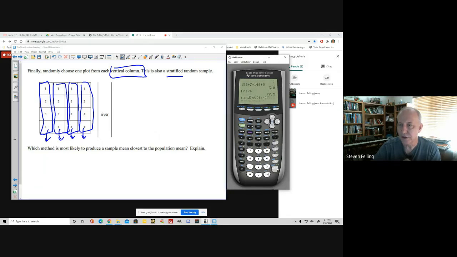Okay, so that gave me 2. So in this first strata here, it's plot number 3, so that'd be this one. Let me run it again, and we'll randomly sample from this strata. We happen to get 2 that time. And then this time we got 2. And this time we got 3. All right, so we took 1 from each of the column strata.